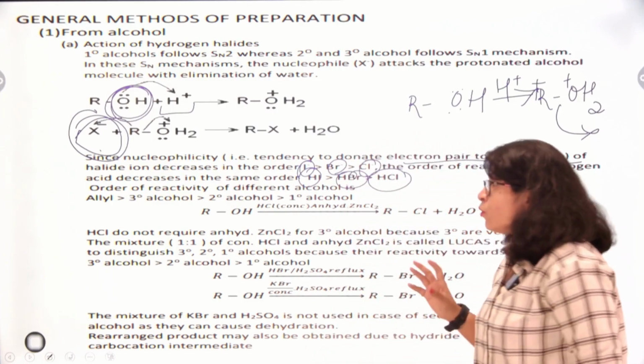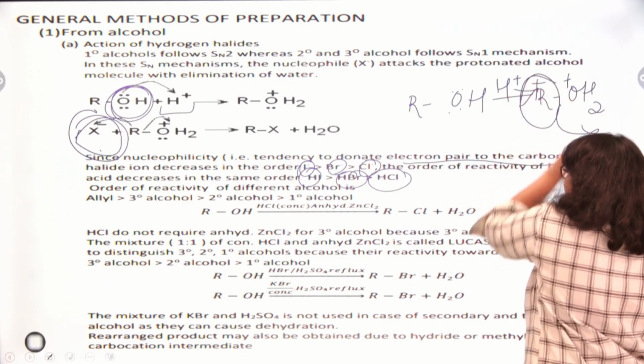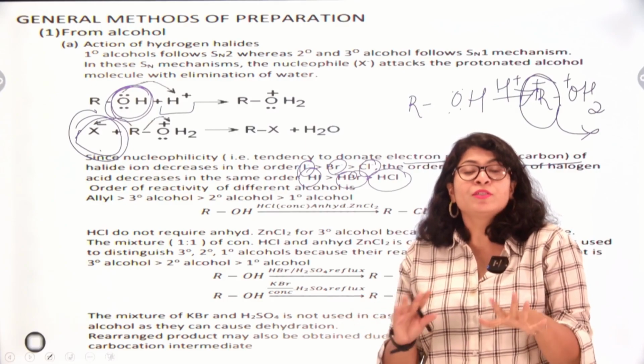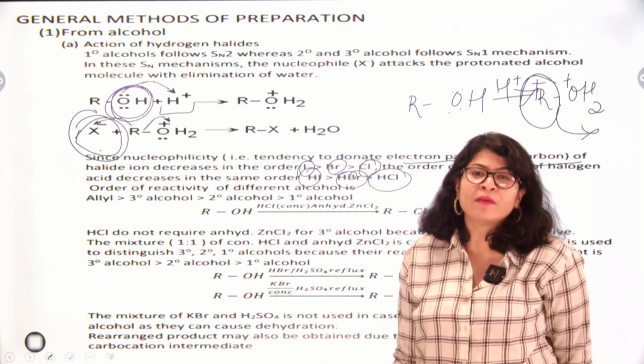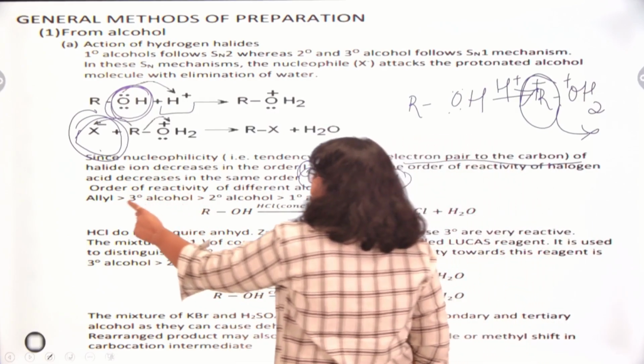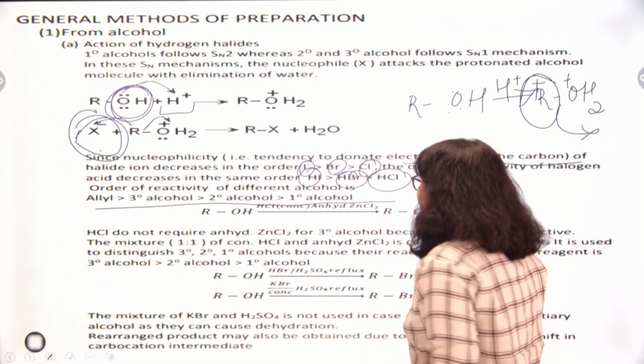Now, for different alcohols, the reactivity depends on the carbocation, since here there is generation of carbocation. So if there are certain factors which stabilize the carbocation, then they will obviously enhance this reaction. So, the order is allylic carbon greater than 3 degree, greater than 2 degree, greater than 1 degree. Okay.